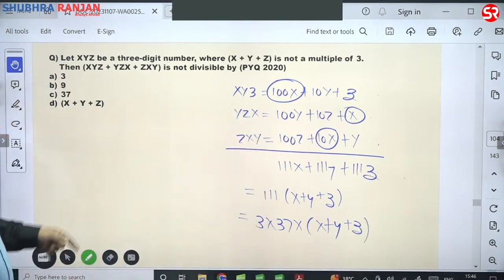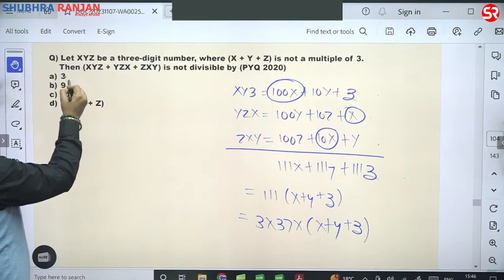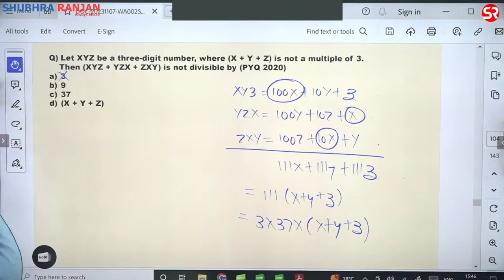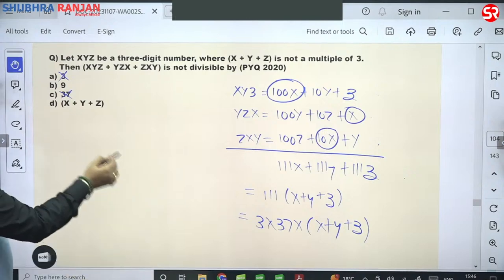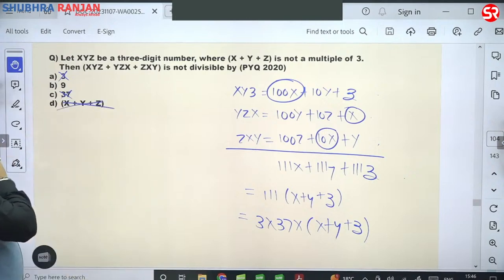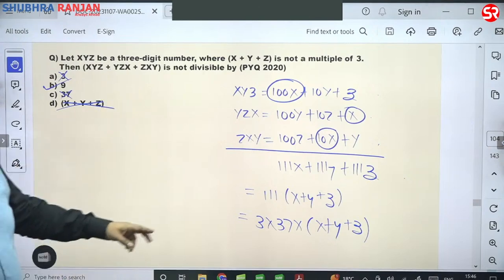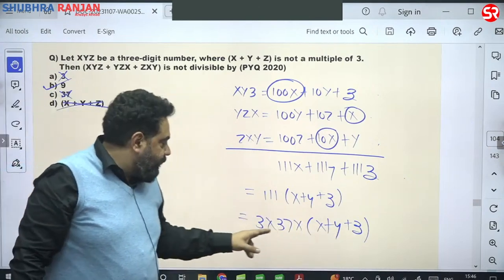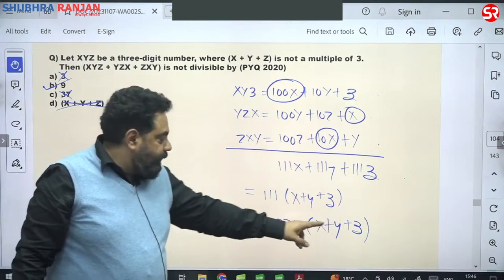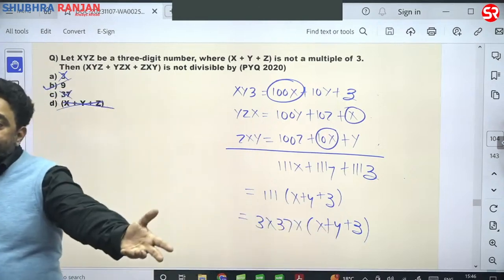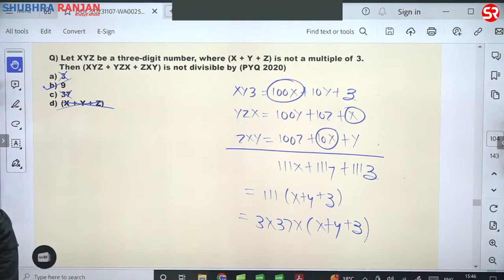is not divisible by. It is divisible by 3, so this cannot be your answer. It is divisible by 37, cannot be your answer. It is divisible by x plus y plus z, cannot be your answer. Answer is 9. Otherwise also, x plus y plus z is not a multiple of 3. If x plus y plus z is not a multiple of 3 and 3 is here, so 3 into not a multiple of 3 cannot be a multiple of 9. You cannot form a multiple of 9.